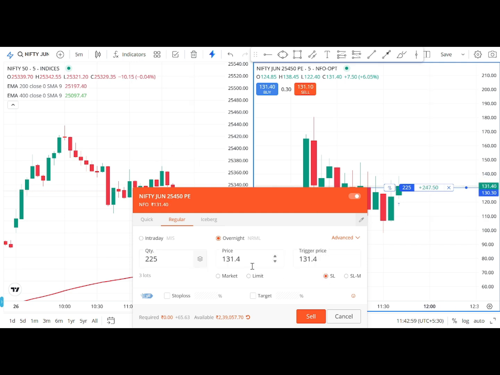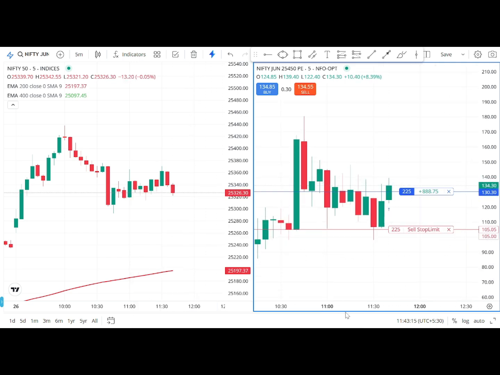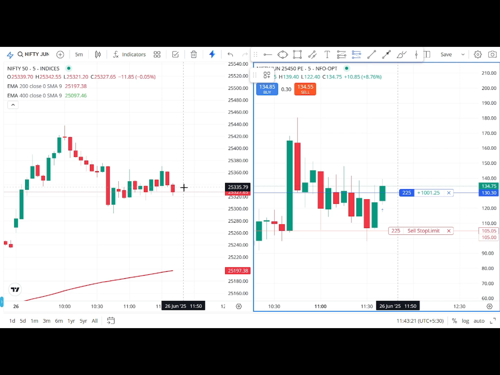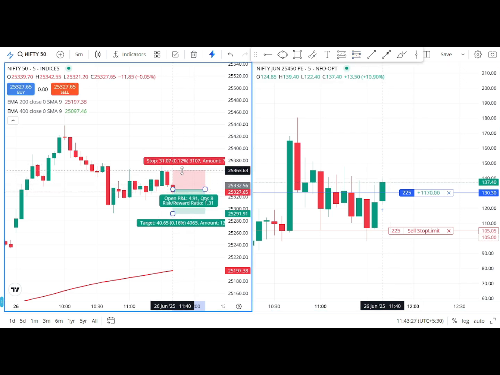So I'm placing my stop loss. Let's go. It's very clear. I'm trying to take at least 1:2. They gave a red candle. I'm going to exit.